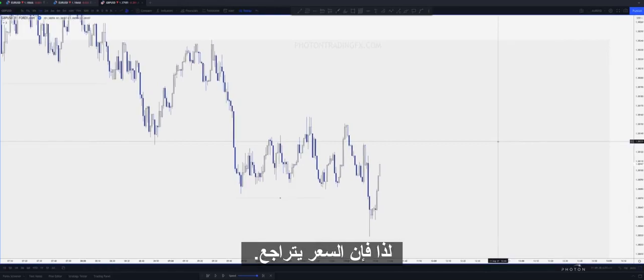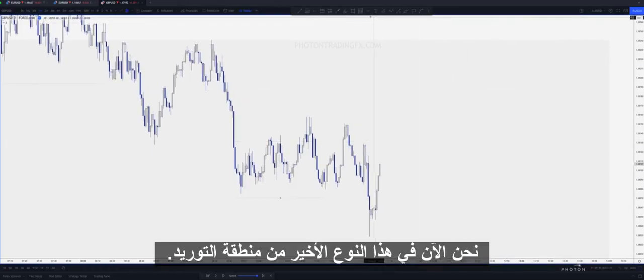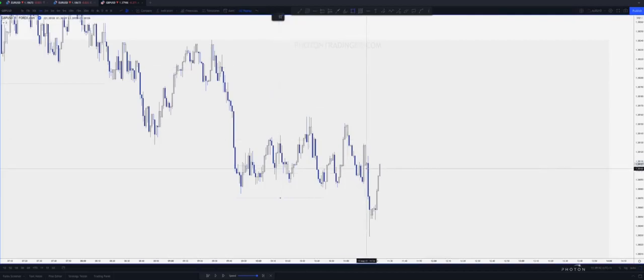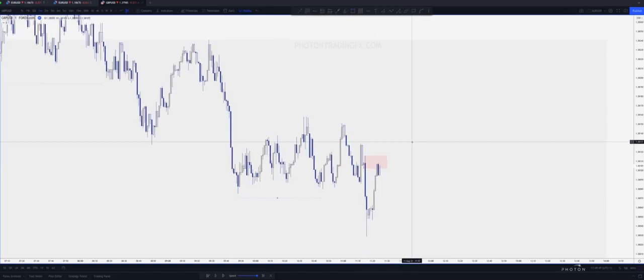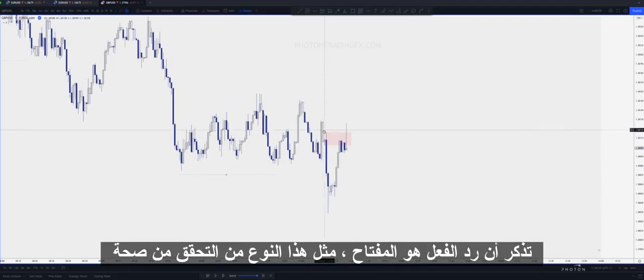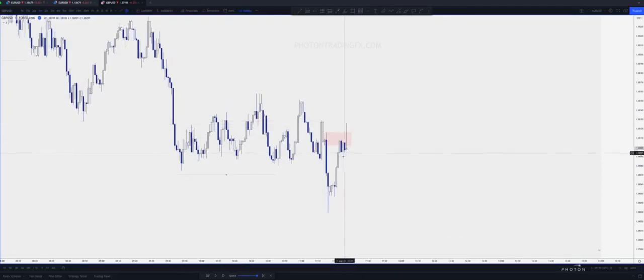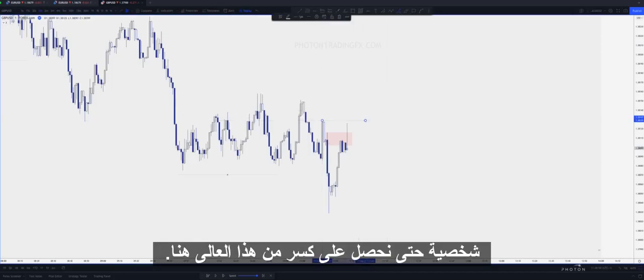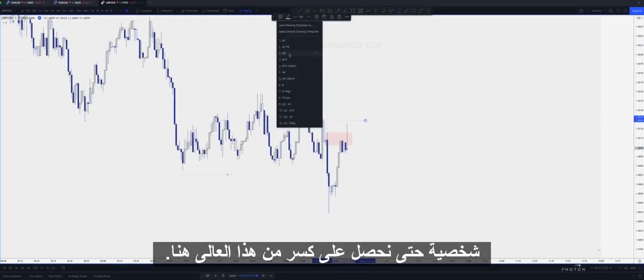So price is pulling back up. We're now in that last kind of area of supply. Let's see if this supply is going to hold. So we're starting to react. Remember, the reaction is key, right? So that kind of validates that the supply zone is a decent supply zone. We have now wicked above it, but for me, we don't have that change of character until we get a break of this high here.